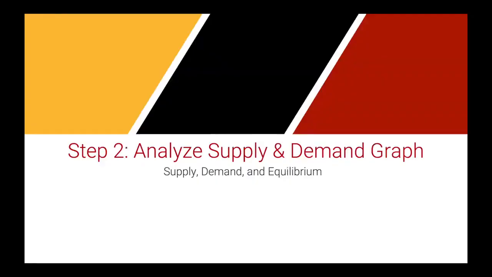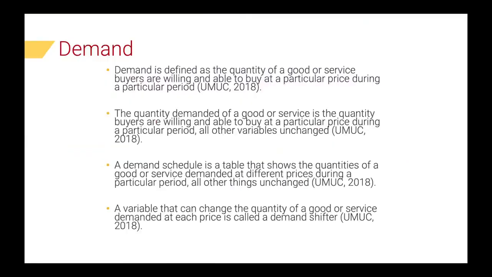Step 2 is to analyze the supply and demand graph. Demand is defined as the quantity of a good or service that buyers are willing and able to buy at a particular price during a particular period. The quantity demanded of a good or service is the quantity buyers are willing and able to buy at a particular price during a particular period, all other variables unchanged.